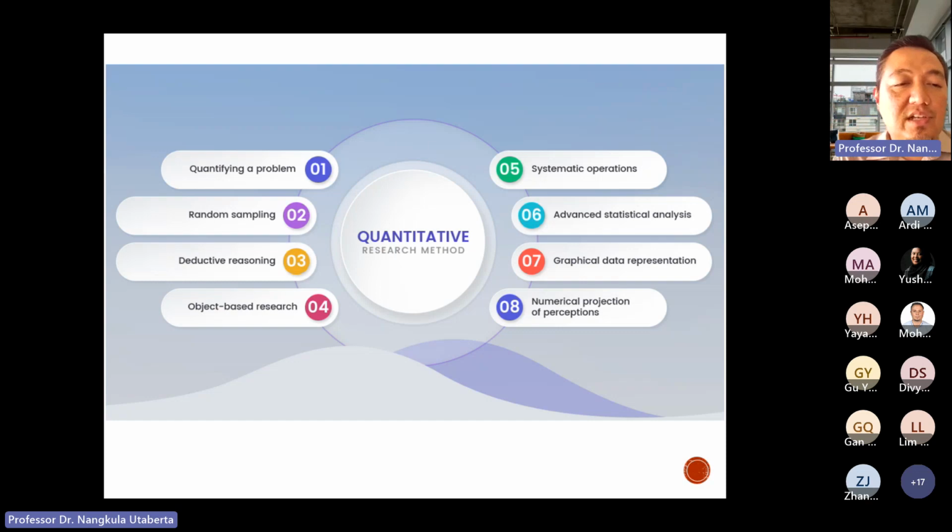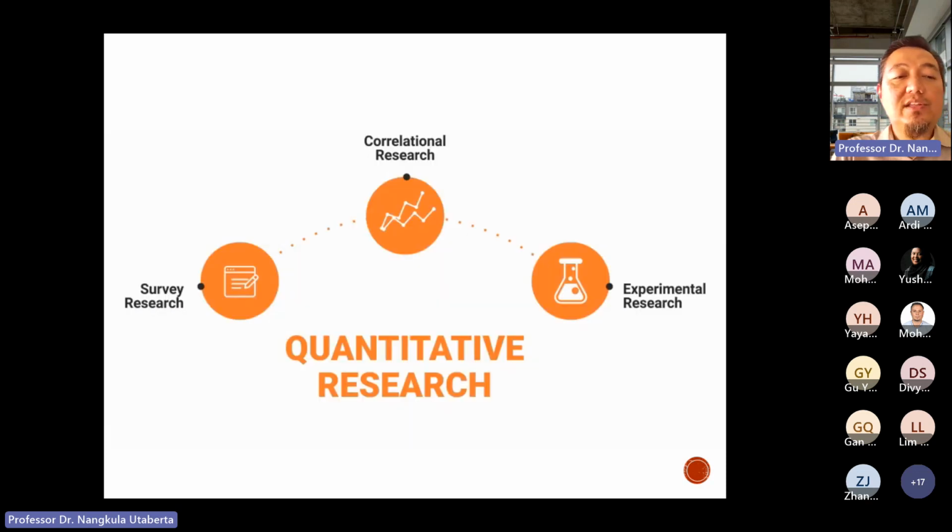You can see random sampling, deductive reasoning. Deductive means you start from something general and you go to something specific. Object-based research, you have numerical projection, and these are samples of quantitative research methods. In quantitative, you talk about correlational research, survey research, and experimental research. These are some samples of quantitative research.